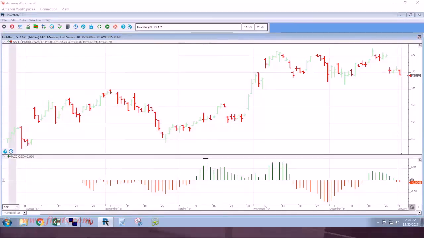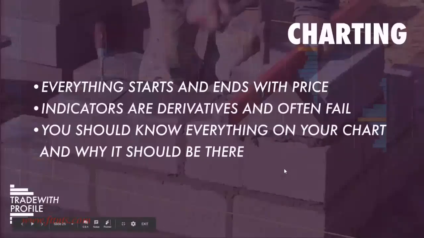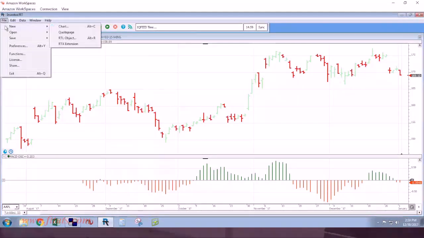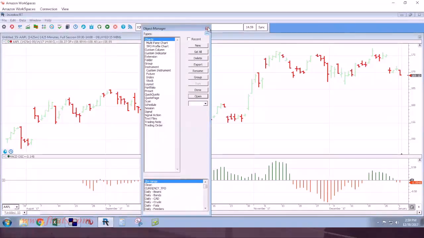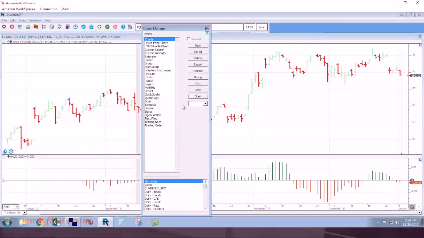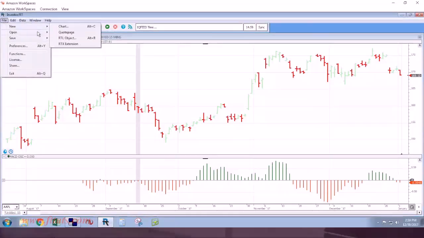You should know everything that's on your chart and why it should be there. If you don't know, then it should not be on your chart. Makes sense? Let me just show you what one of my charts looks like. Open chart.